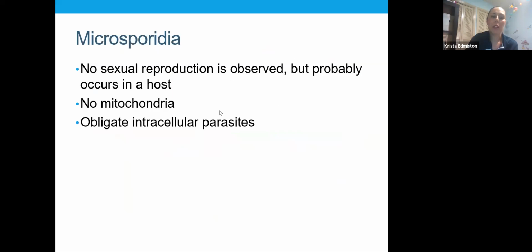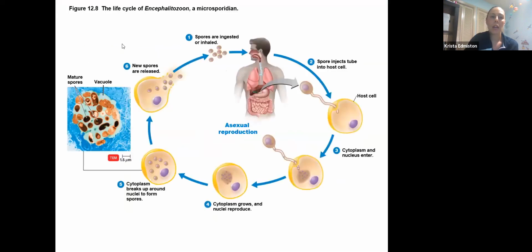These microsporidia are important because they are obligate intracellular parasites, meaning that they are required to live inside a host. They do not have their own mitochondria, so they're a little unique in that fact. There's no sexual reproduction observed, which means it probably occurs in the host if there's two different types of strains available. So these guys are only going to live inside a host.